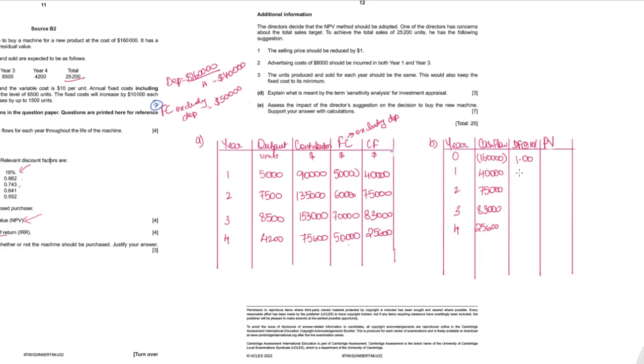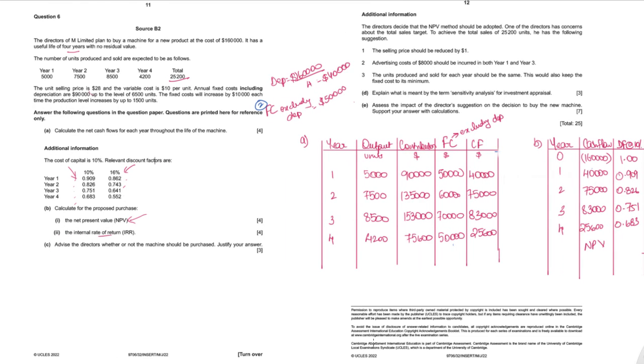For year 1 they have given it as 0.909 for 10%. For year 2 it is 0.826. For year 3 it is 0.751, 0.683. You'll have to multiply. So for year 0 it is negative 160,000. Then you'll have to multiply for each of the years, and at the end you'll have to calculate your net present value, which works out to be 18,128.